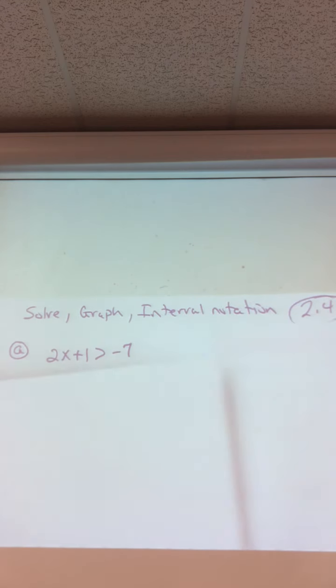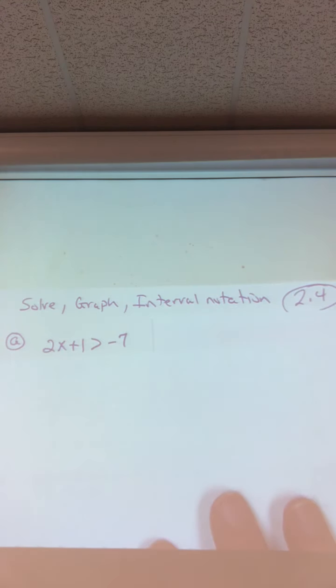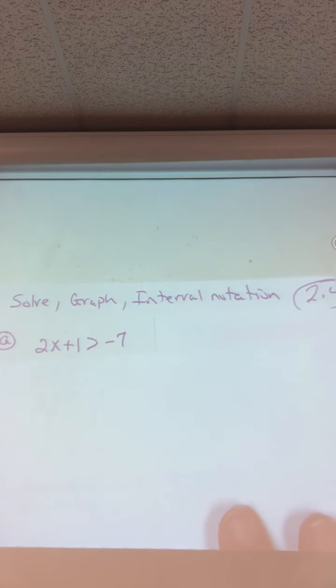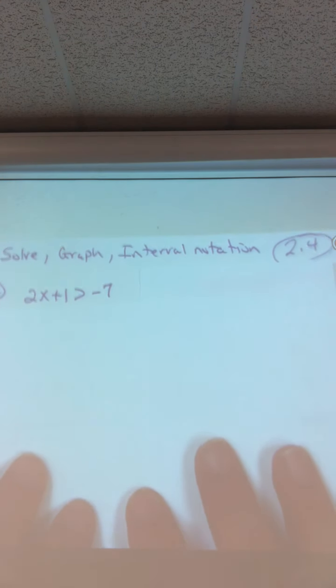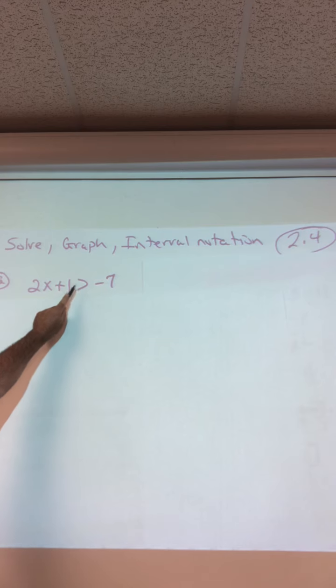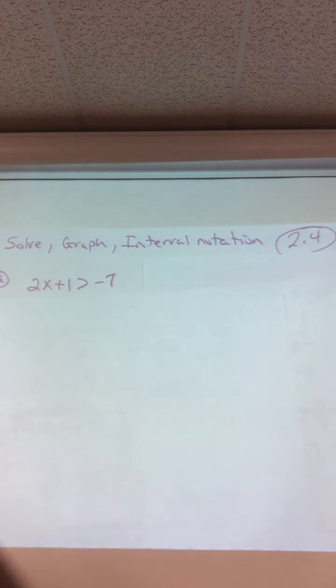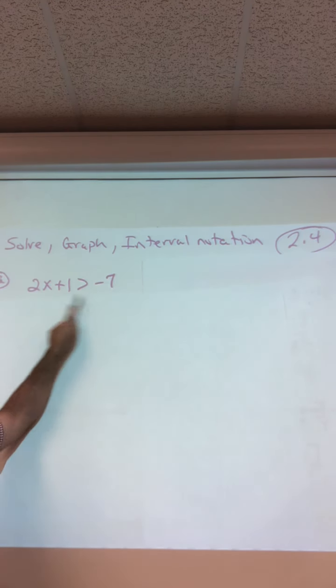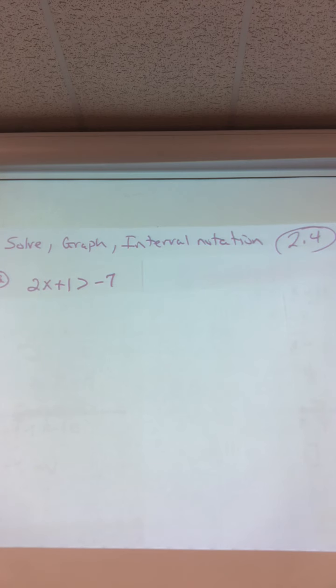Let's look at this problem right here. All right, 2x plus 1 greater than negative 7. So what I'm going to do is I'm going to do this just like this was an equal sign. So you're going to get the x's on one side, you're going to get the numbers on the other. So subtract 1 from both sides. By now you should be accustomed to doing that. When I do, I get 2x greater than negative 8.